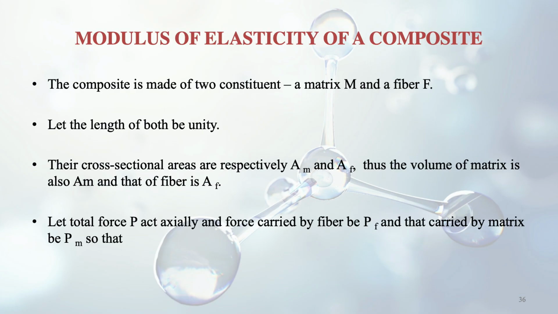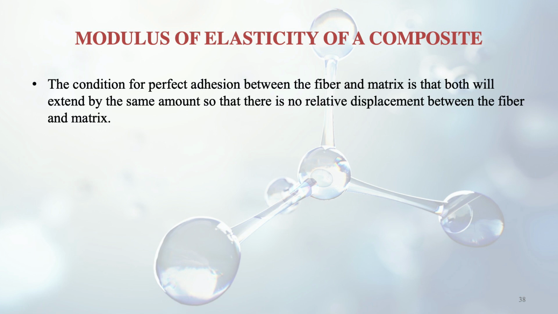So then the fiber will be carrying a load of PF and the matrix will be carrying a load of PM, where F and M are in subscript, as you can tell from the symbols given. So PF plus PM will be equal to P, that is the total load acting. The condition for perfect adhesion between the fiber and matrix is that both will extend by the same amount, so that there is no relative displacement between the fiber and matrix.